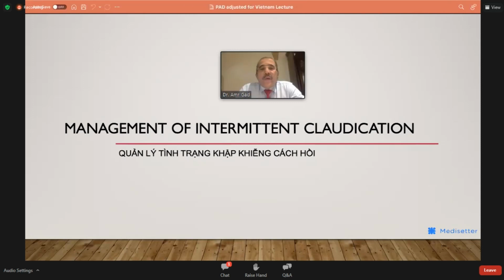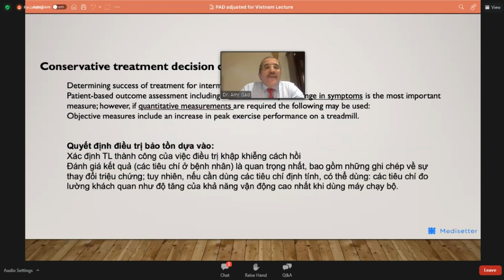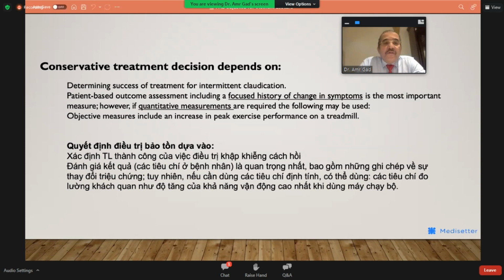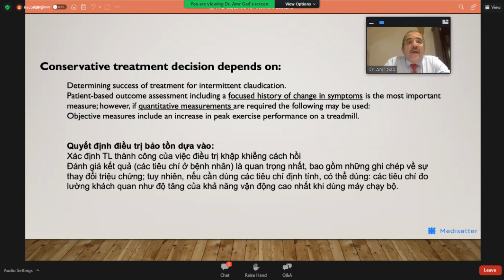Okay, now we will come to the management of intermittent claudication, which is the first symptom we said about the symptomatizing patient with peripheral arterial disease, how to manage. Usually the management of intermittent claudication is conservative unless this intermittent claudication is incapacitating the patient to live a normal life.